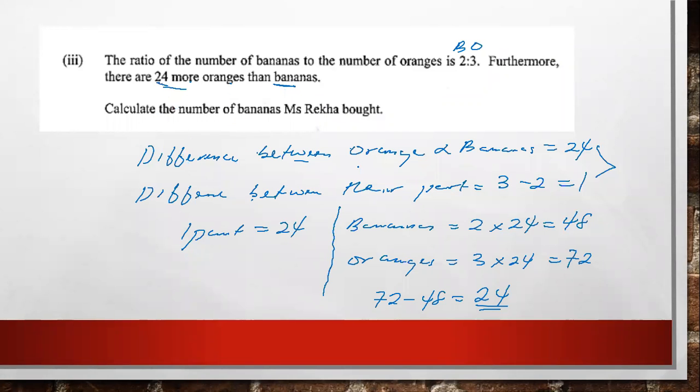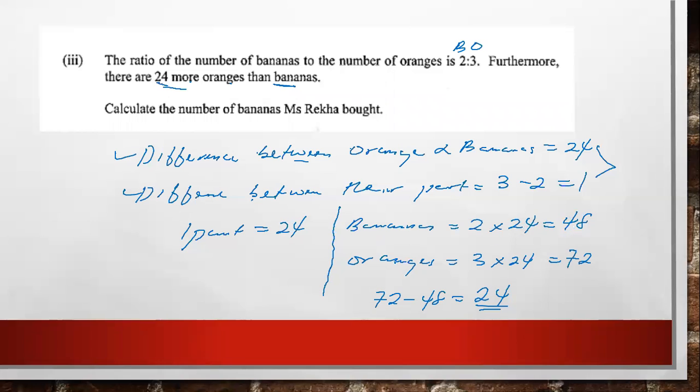We find the difference between oranges and bananas. We are told that the difference is 24, so put it right there. Since we are talking of the difference of oranges and bananas, we have to talk of the difference of their parts. Oranges have 3 parts minus bananas, which is 2. When they say difference, we mean minus. So you get 1 part, which equals 24.